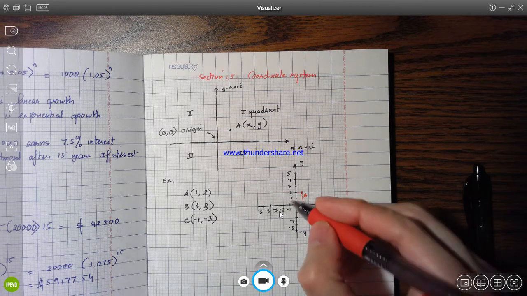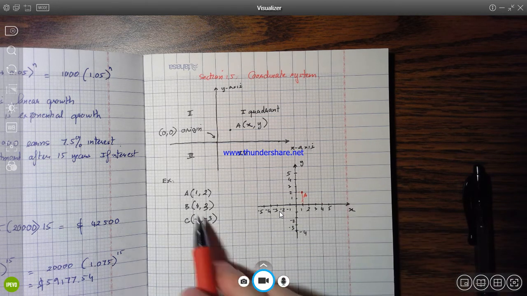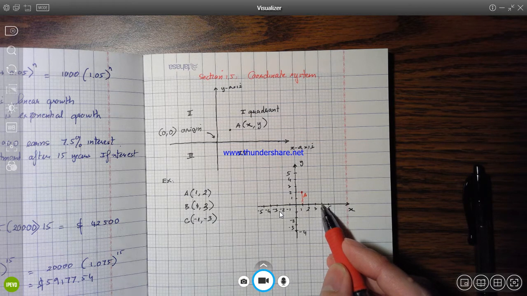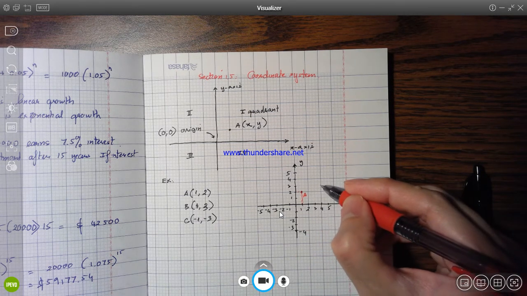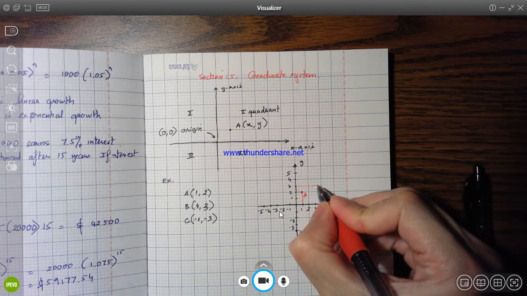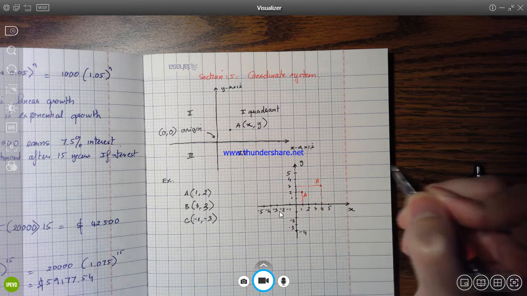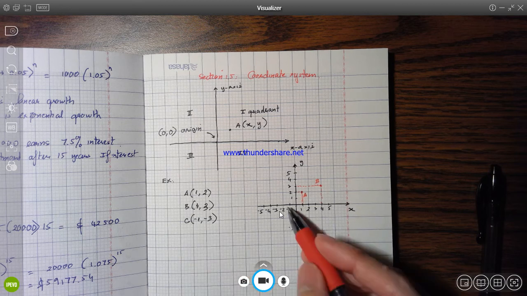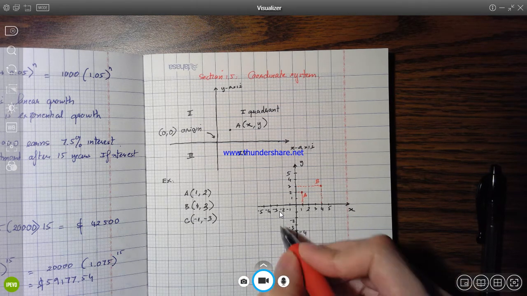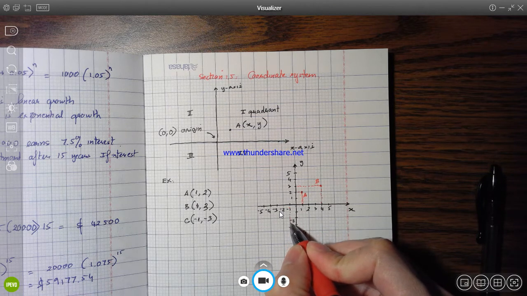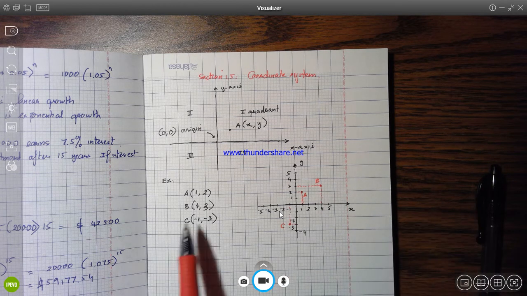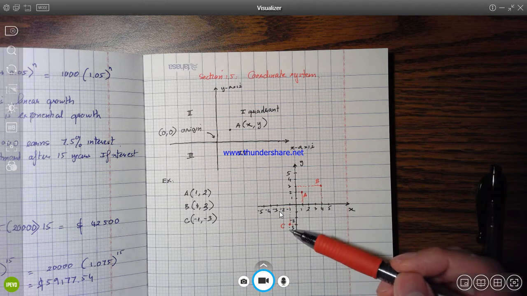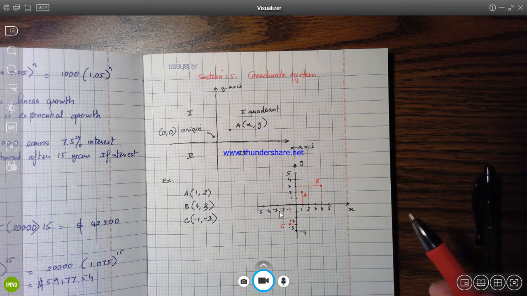And over here we're gonna have what? The x component is 4, so 4 right here, and the y component is 3, so 3 right here. So we have point B over here. And now point C is -1 and -3, so point C is right here. It's very easy, you see that? As long as you can locate the x component and the y component of each point, then you can graph the point on the coordinate system easily.